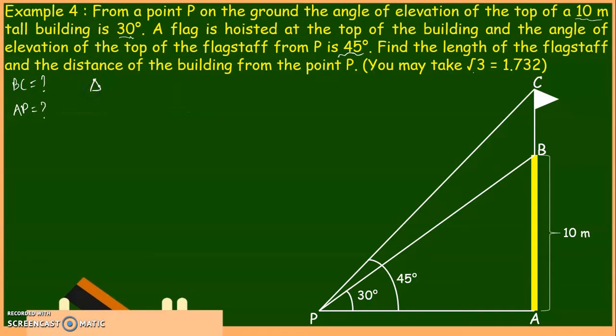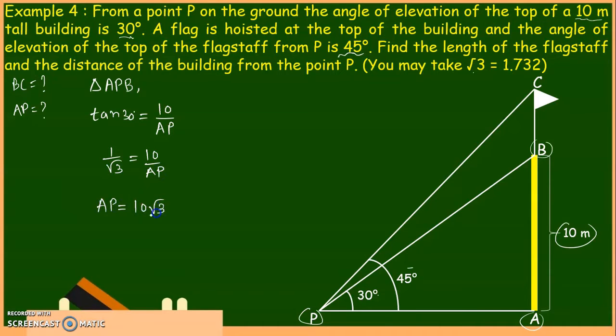Now here if you consider the triangle APB, this triangle APB, here if you use the formula for tan 30 degree, that is equal to opposite side divided by adjacent side. So 10 meter is the opposite side of the 30 degree angle and the adjacent side is AP. So if you put the value of tan 30, that is 1 by root 3, here we get the value of AP, that will be equal to 10 multiplied by root 3, and in place of root 3 if you put the value 1.732, so here we get the answer. AP will be equal to 17.32 meter.